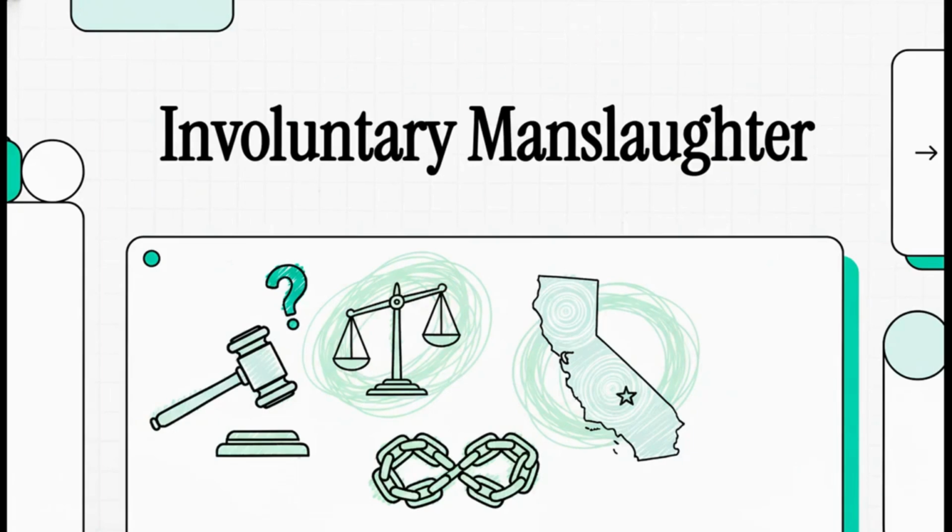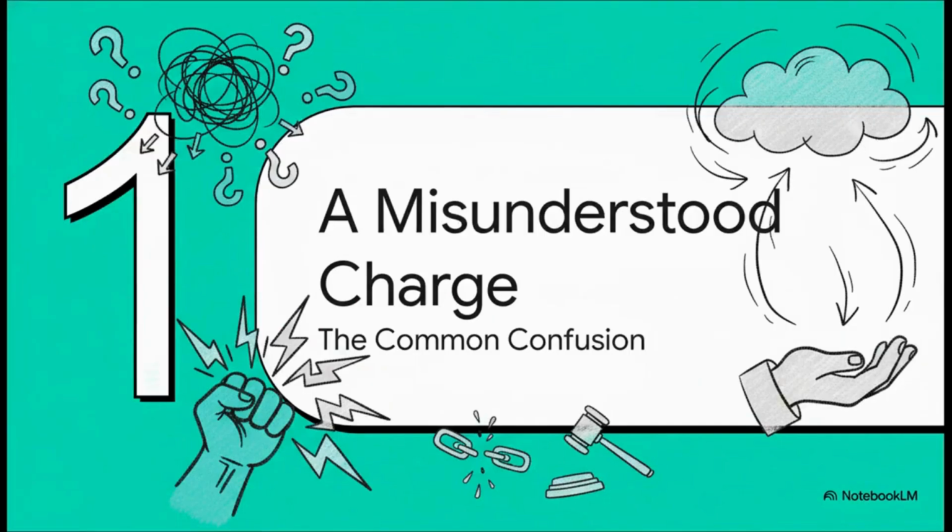Okay, so you hear the term involuntary manslaughter thrown around in the news all the time. But what does it actually mean? It turns out it's one of the most misunderstood charges in the entire legal system. So today we're going to break down exactly what this charge is, especially under California law. We're starting right here because honestly, the word manslaughter itself can be really confusing.